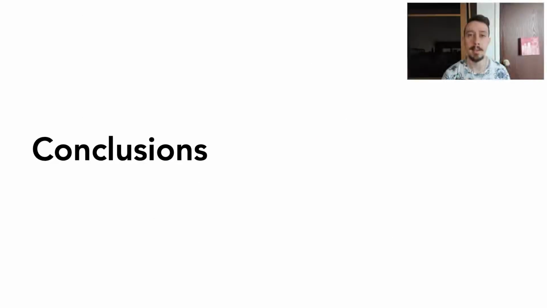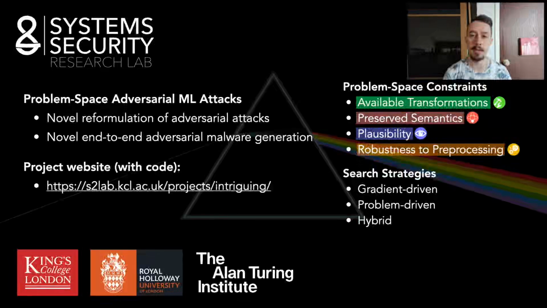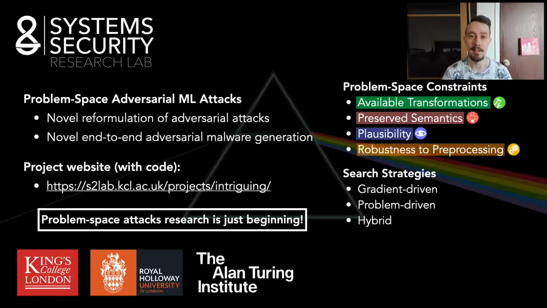So with that, we can conclude. In this work, we proposed a novel reformulation of adversarial attacks, extending it to include the added complexity of problem space attacks, and used it to identify ways to improve on past work and develop a new attack in the Android malware domain. We also have a project website with some info, including the code, which we released on the 1st of May. And we believe that still, problem space attack research is just beginning, and there's exciting stuff ahead.